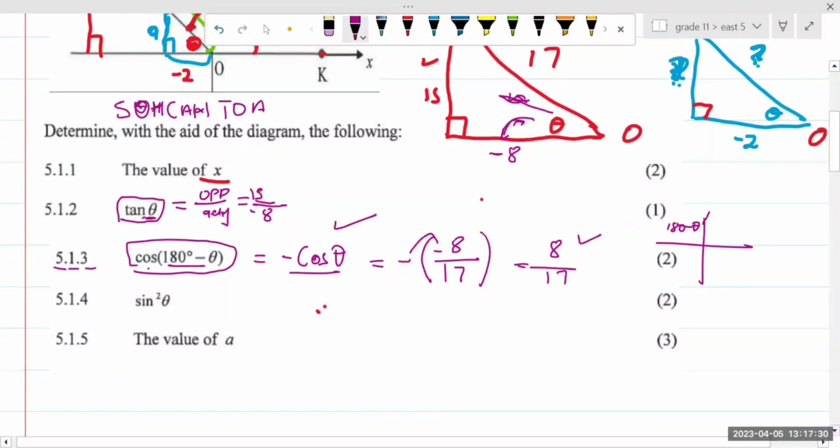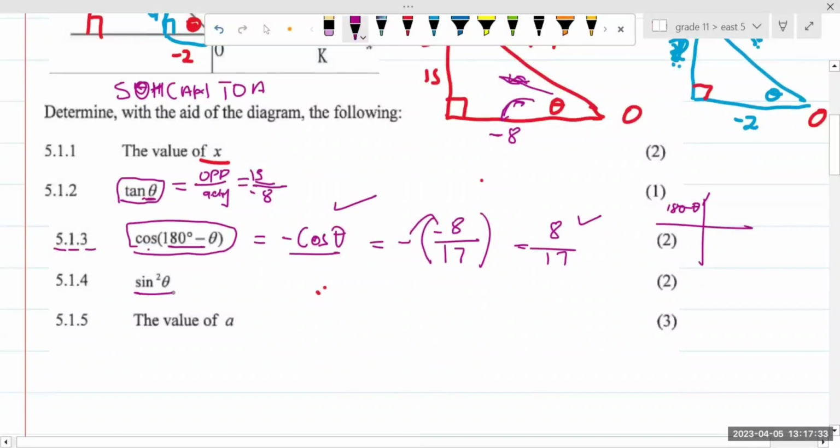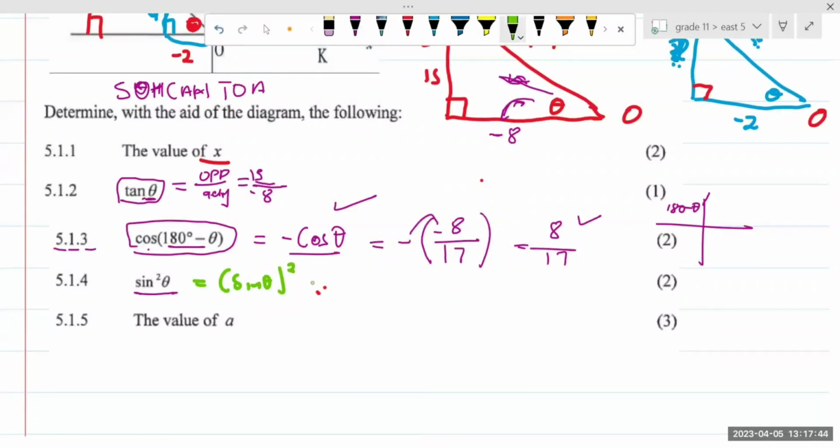Okay, next one. We are looking for the sine square of theta. If we're looking for the sine square of theta, we can write it this way: this thing here can be written as sine theta all squared. Then we can look for sine theta. How do you define sine theta? Opposite over hypotenuse. So we have the opposite side all over the hypotenuse side. What is the opposite to theta? 15. So we have 15 all over the hypotenuse, 17, but we need to square this.